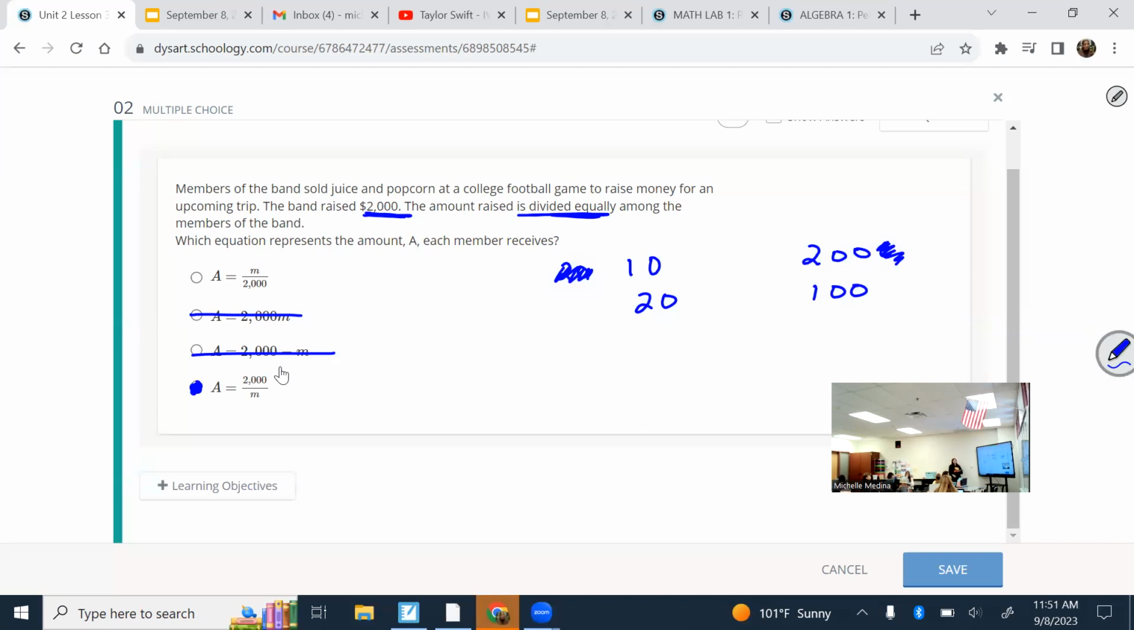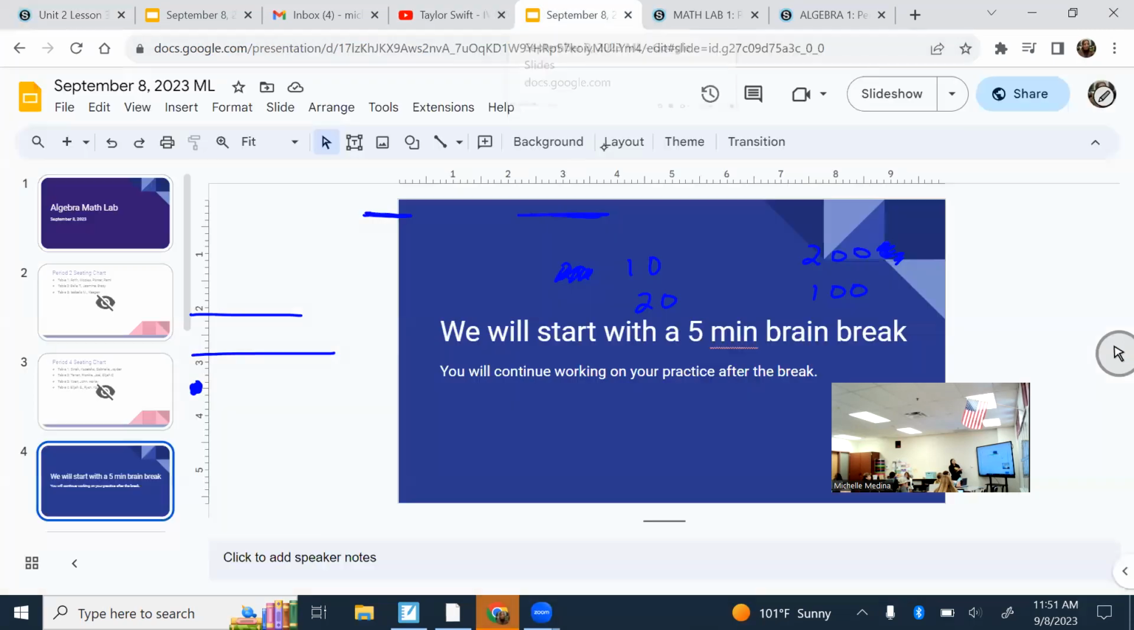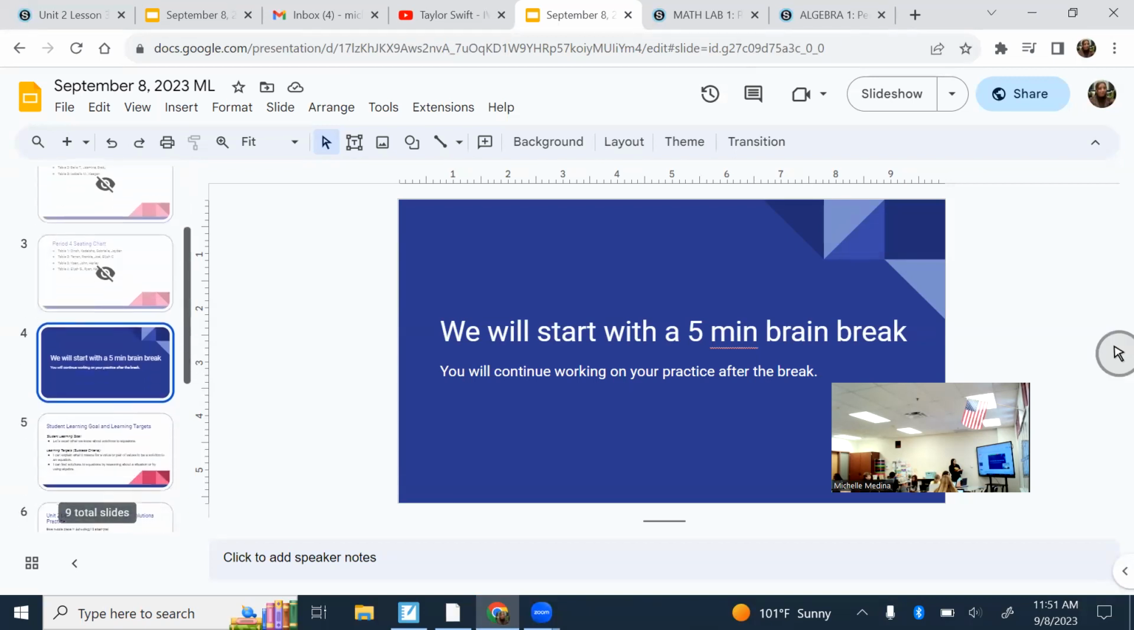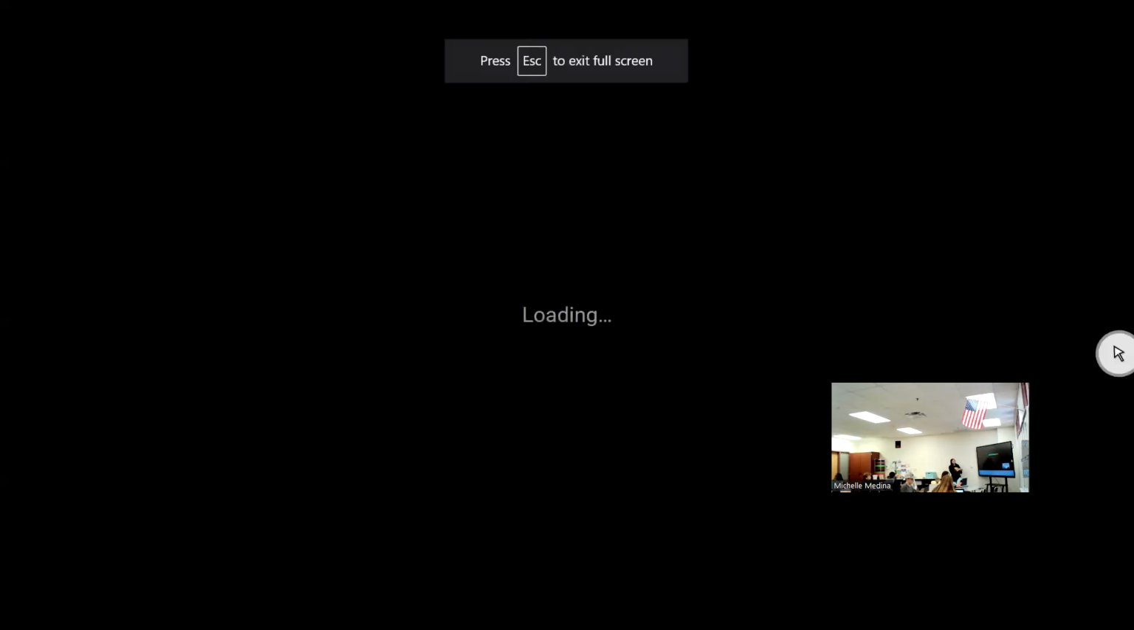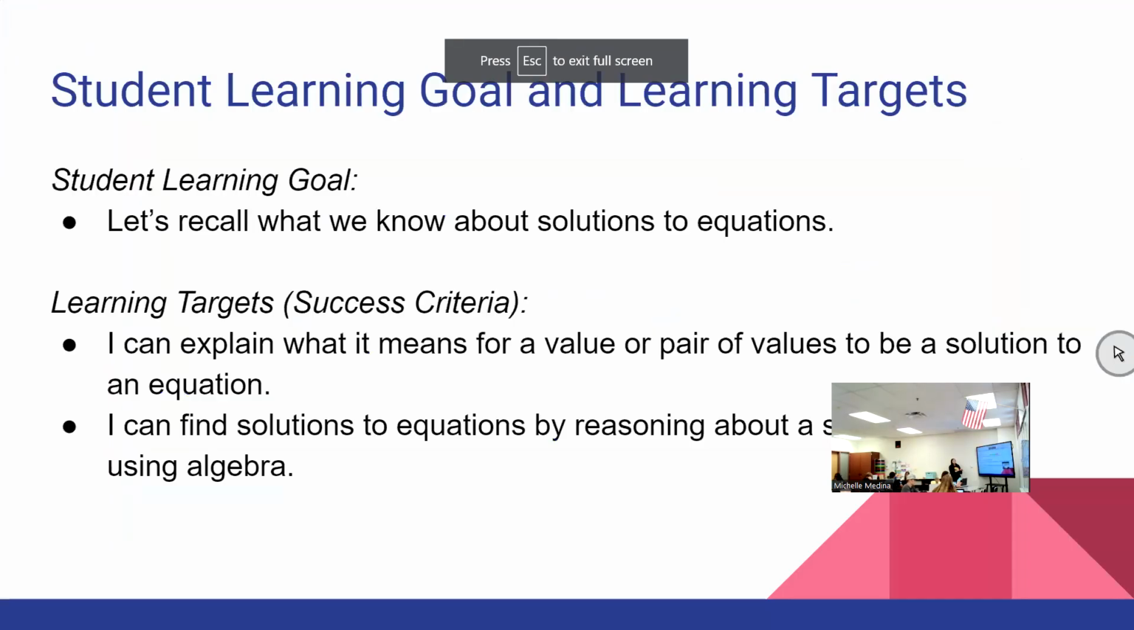If you think of any other questions as we go, just let me know. But today's lesson was more about equations and what a solution means. So if you go back to that goal, what we know about solutions to equations. So when I tell you, for example, solve this equation, what exactly am I asking you to figure out?